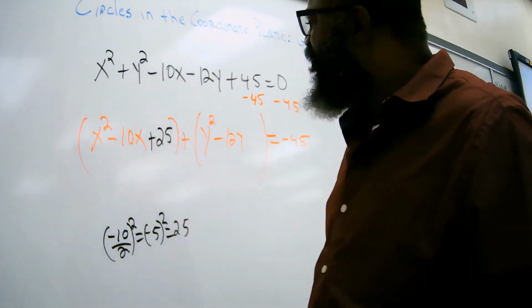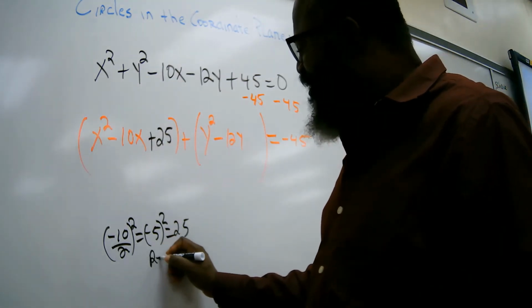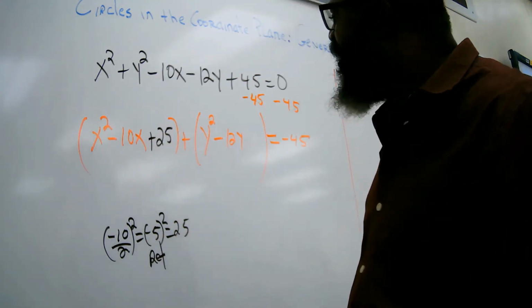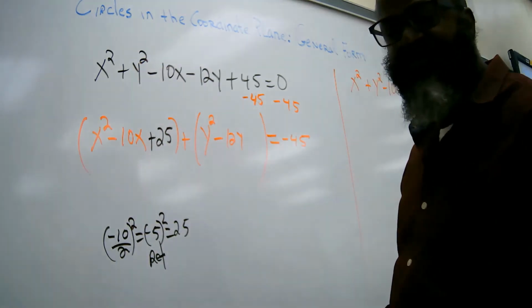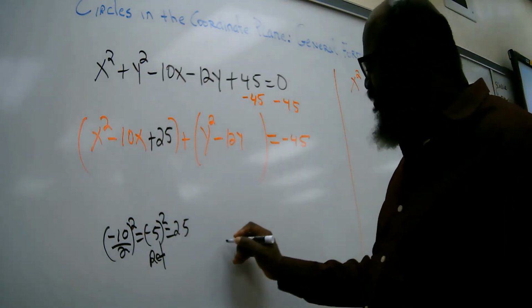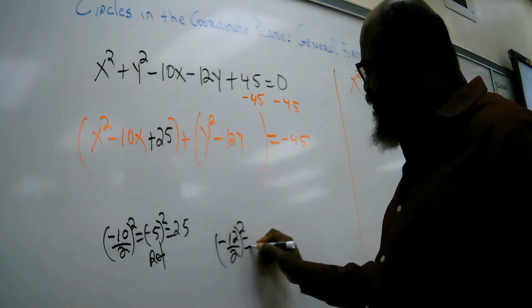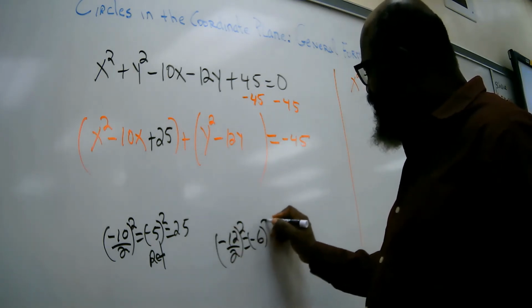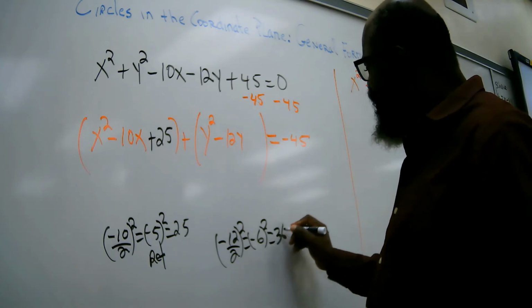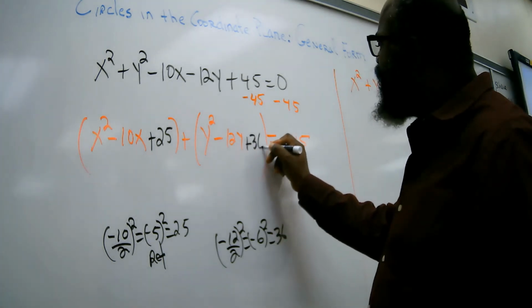This becomes your perfect square trinomial. Remember, we're going to need the negative 5 as a reference. Then we're done with the x term, then we move to the y term. We take negative 12, you divide by 2, then you square, that will give you negative 6. When you square negative 6, that gives you 36, and that's what you add there, 36.